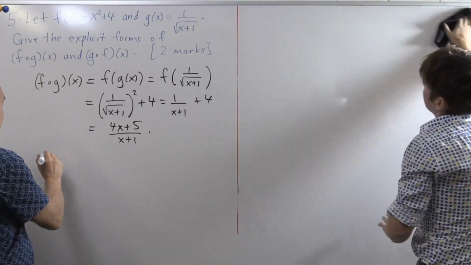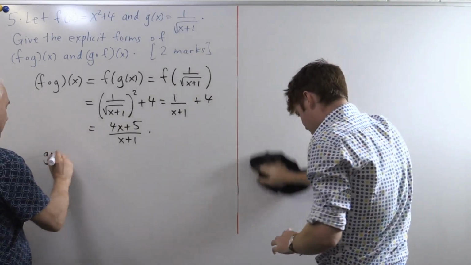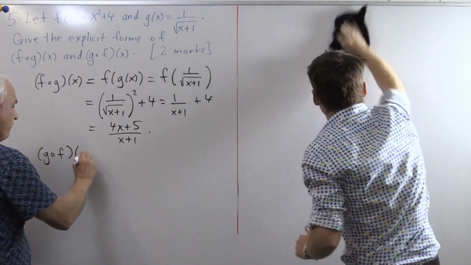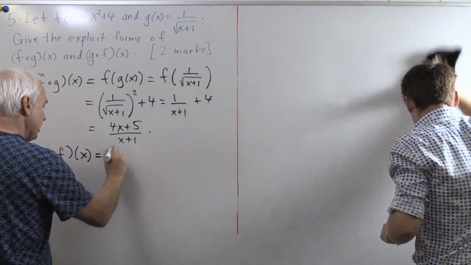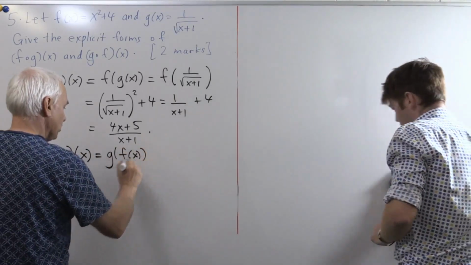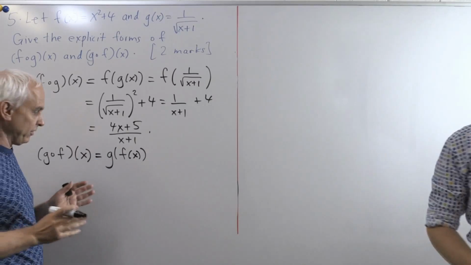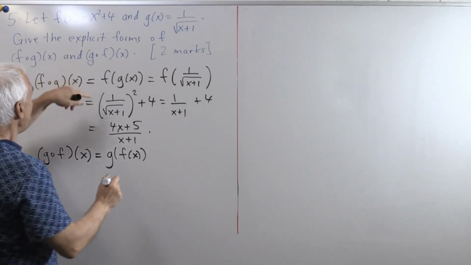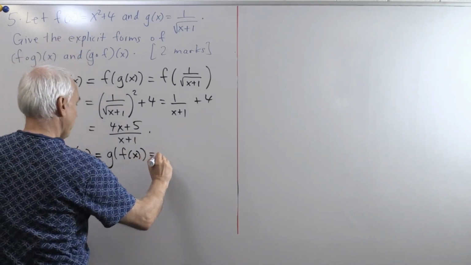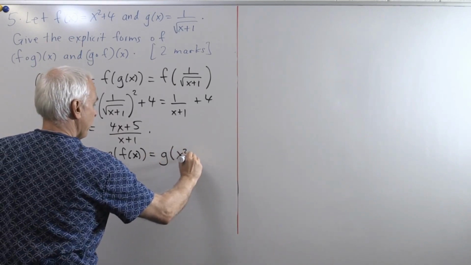And in the other direction, it's the same kind of story. We're just doing it in the other way. So g circle f of x is g of f of x. We'll write down the definition first, making clear that we know what we're talking about. And now the f of x is going to be substituted first. So this is g of x squared plus 4.